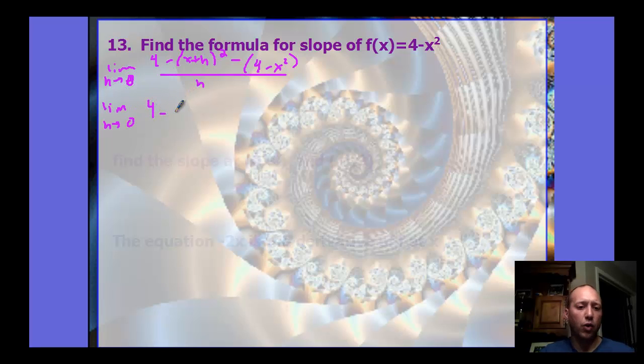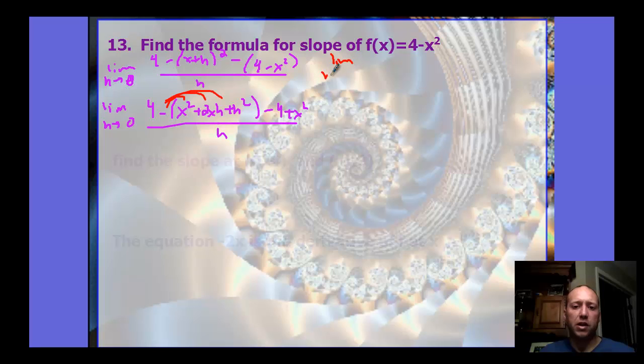We have to first FOIL that. So x squared plus 2xh plus h squared, minus 4 plus x squared, all over h. Now I can distribute this negative in front, so be careful with this. You actually need to do the foiling and then distribute this negative. So we're finding the limit as h approaches 0 of 4 minus x squared minus 2xh minus h squared minus 4 plus x squared, all over h.